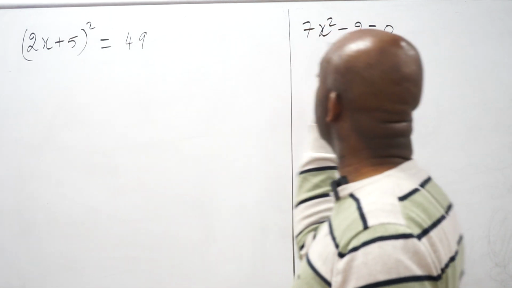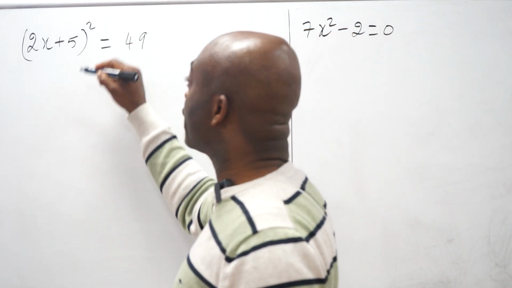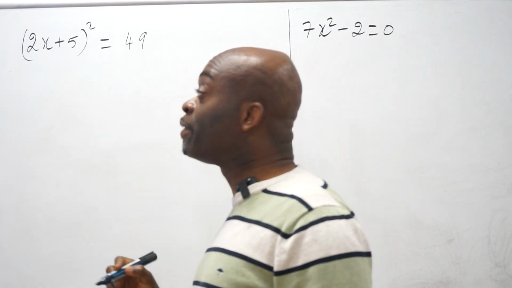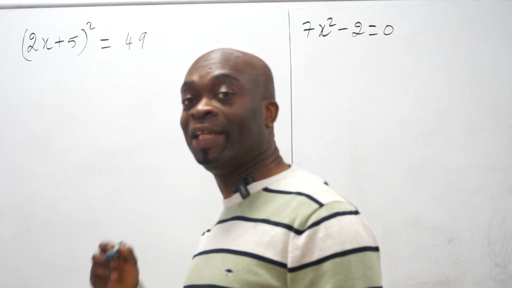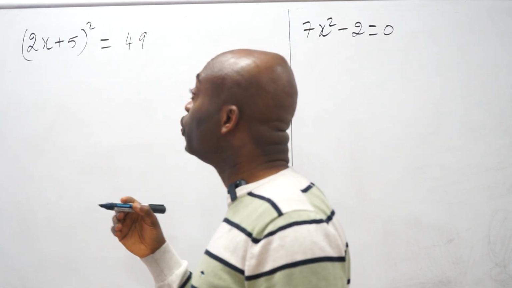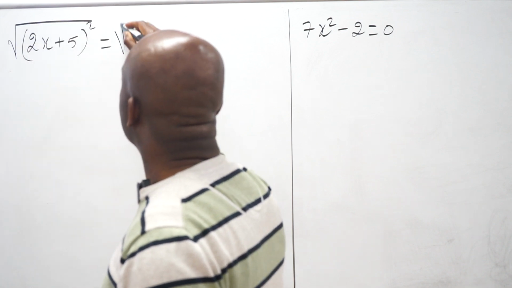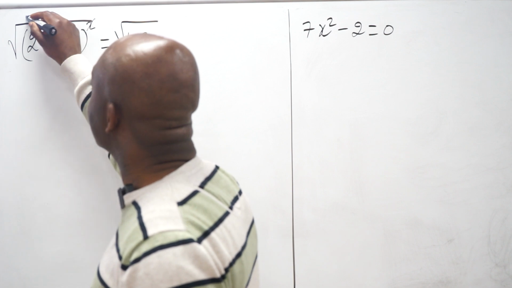Solving for these two quadratic equations. So we have (2x + 5)² = 49. We're solving for x, so that means we need to leave x by itself. But then we have a square here, so we need to eliminate it, cancel the 2, by taking the square root of both sides of the equal sign. Once we do that, this is out.